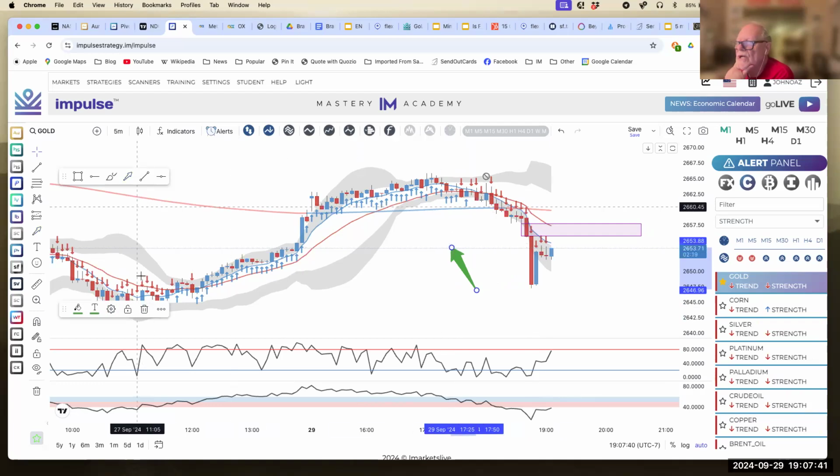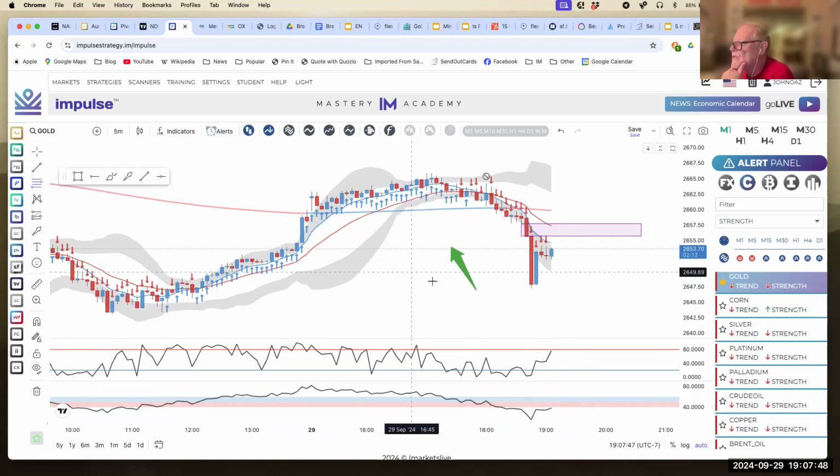We can also put our fib on here. As you know, the fib tool is right here. So we can go for a run of color. We need at least three of the same color.